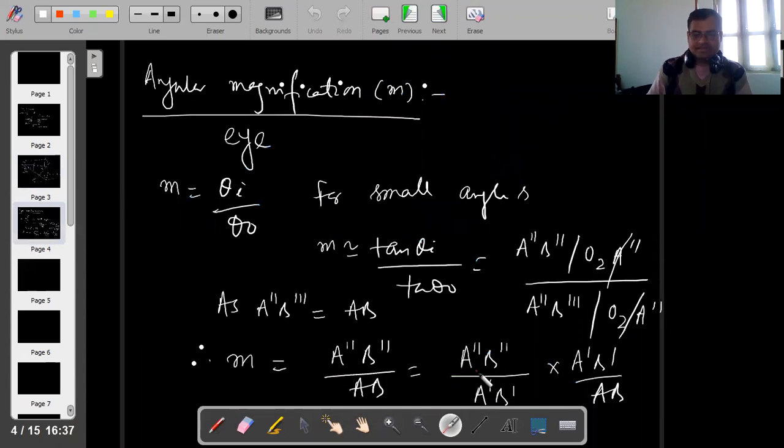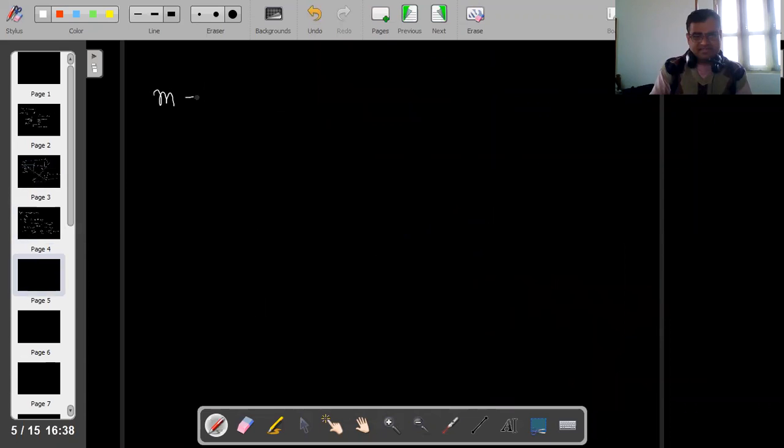Therefore, what I've written here, A double dash B double dash by A dash B dash, is the magnification of the eyepiece, and A dash B dash by AB is the magnification of the objective. Write down: where ME is the magnification of the eyepiece and MO is the magnification of the objective.